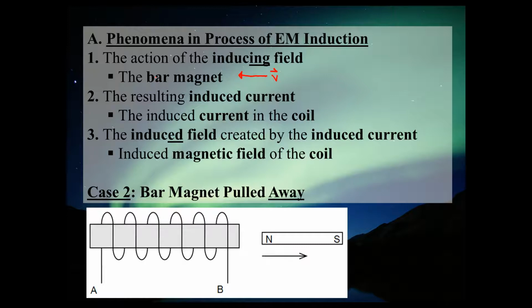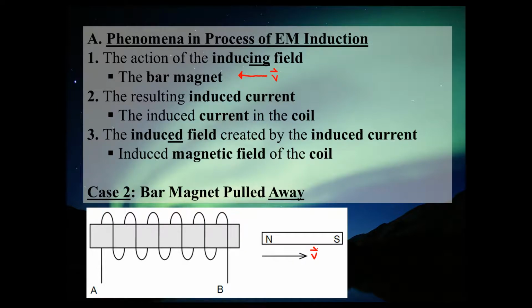Okay, so let's try to apply Lenz's law to this. And this is how I would approach a Lenz's law type problem. All right, so what am I doing here? Well, I'm taking the bar magnet and I'm moving it towards the right. So I'm moving it away from the actual solenoid.